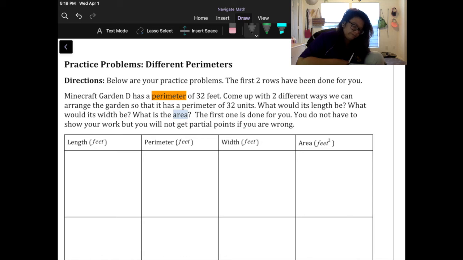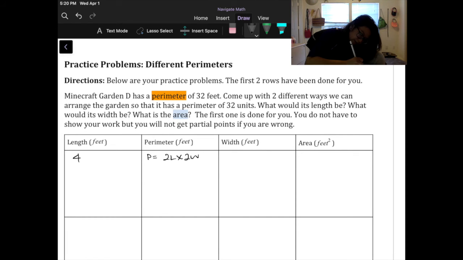So what do I know? I know that my perimeter is 32 feet. It doesn't give me the length, it doesn't give me the width, and it doesn't give me the area. So what I think is that we need to just come up with some numbers and do a guess and check, right? There's multiple ways that we can add up to 32. The first way is I'm going to say that my length is 4. I want this garden to have a length of 4.